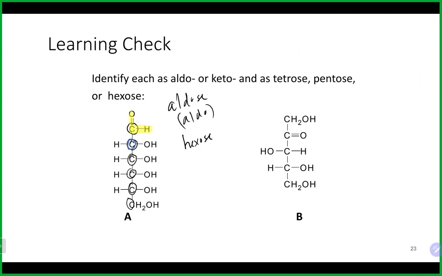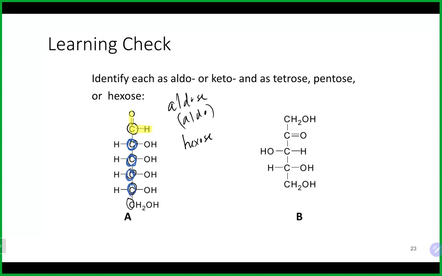This right here is a chiral carbon. This one is a chiral carbon. This one is. 4, I guess. Yeah, good. Any questions on that?